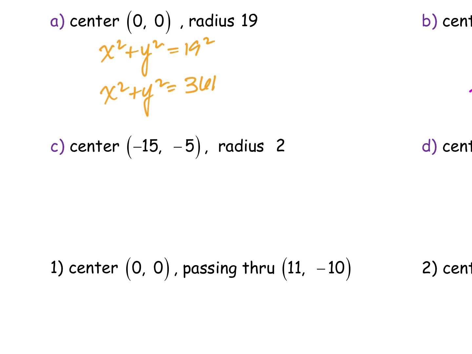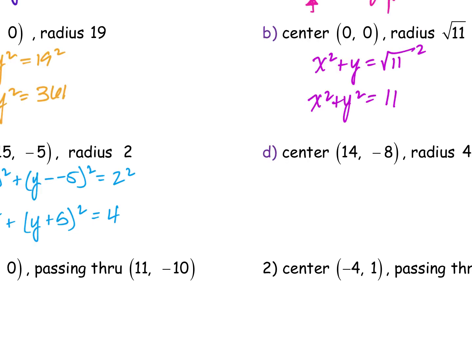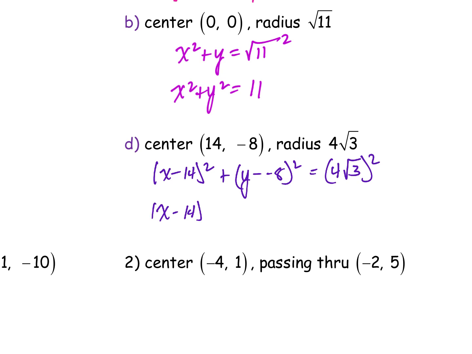And so the third one, C, is going to be (x minus a negative 15) squared plus (y minus a negative 5) squared equals 2 squared. So if I simplify that, I get (x plus 15) squared plus (y plus 5) squared equals 4. And then number D should be (x minus 14) squared plus (y minus a negative 8) squared equals (4 square root of 3) squared. So I should get (x minus 14) squared plus (y plus 8) squared equals what?